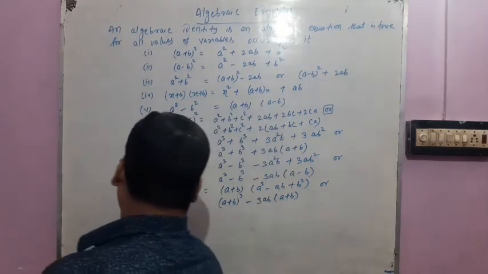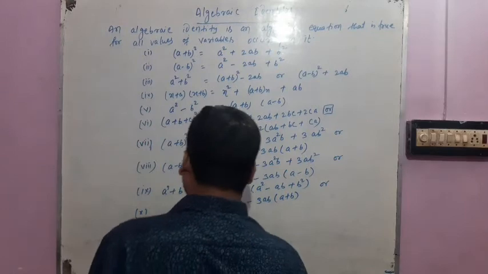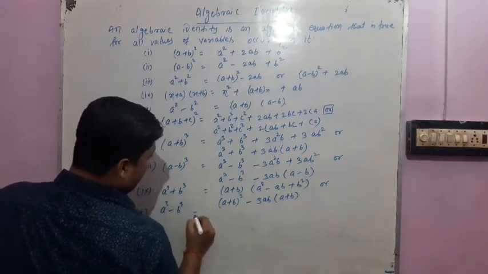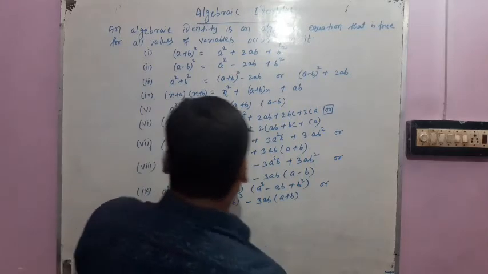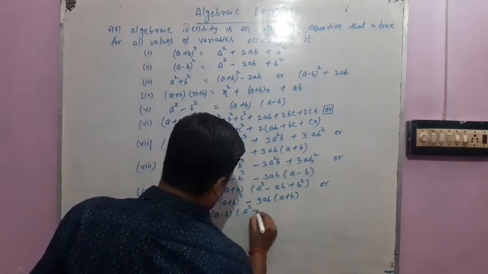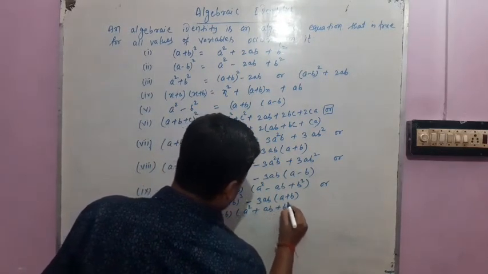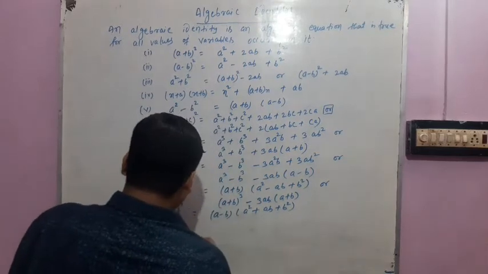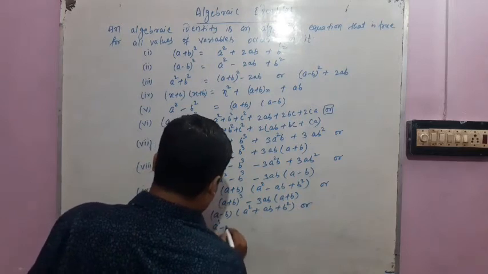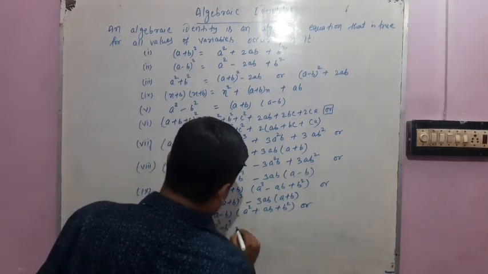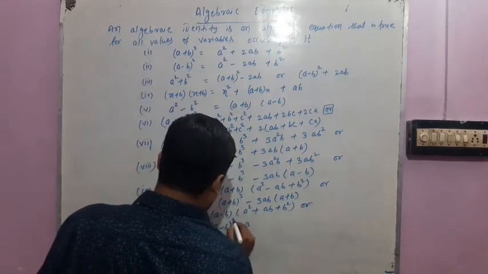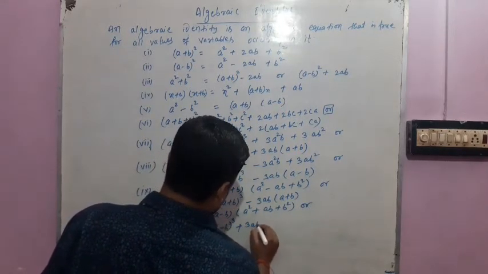The next is the whole cube of a minus the whole cube of b. The formula that we can get from here is a minus b into a square plus ab plus b square. Or you can also write it as a cube minus b cube equals a minus b whole cube plus 3ab into a minus b.